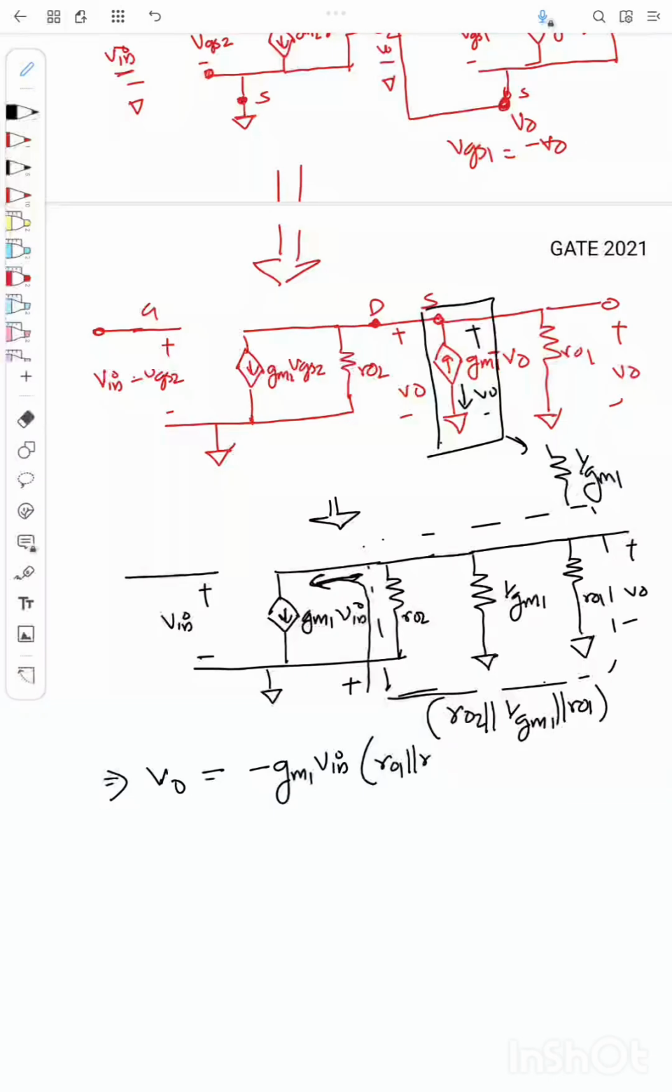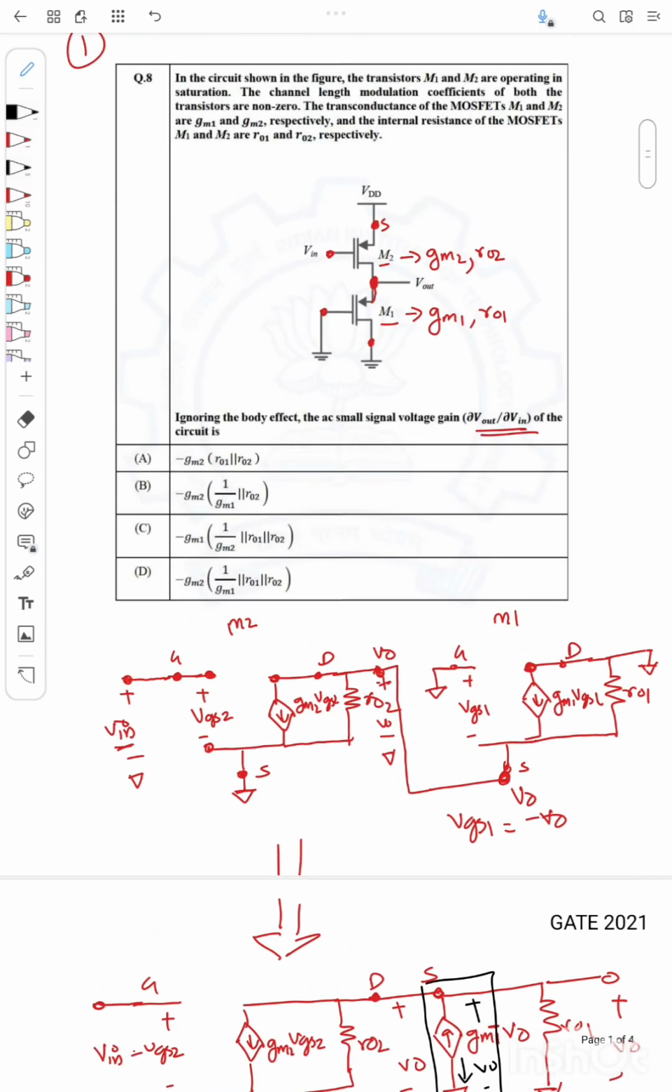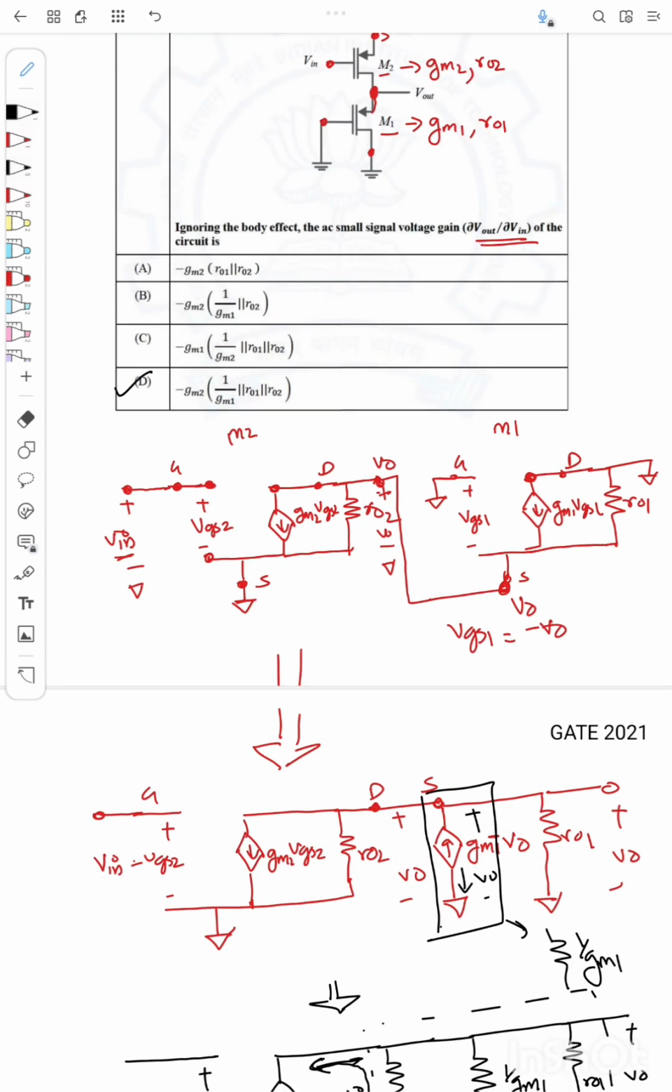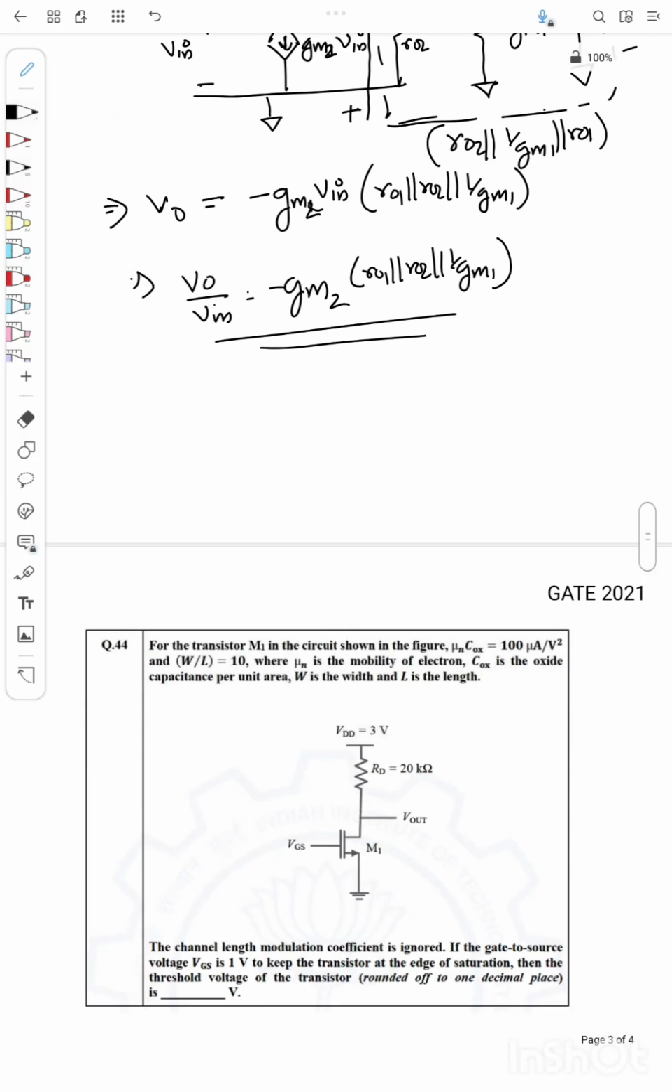So R0 1 parallel R0 2 parallel 1 by GM1, or V0 by V in will be equal to minus GM, I have made a mistake, this is GM2, sorry. So that into R0 1 parallel R0 2 parallel 1 by GM1. So this is V0 by V in. So the option is D, minus GM2 into 1 by GM1 parallel R0 1 parallel R0 2. So this is how we solve that question.